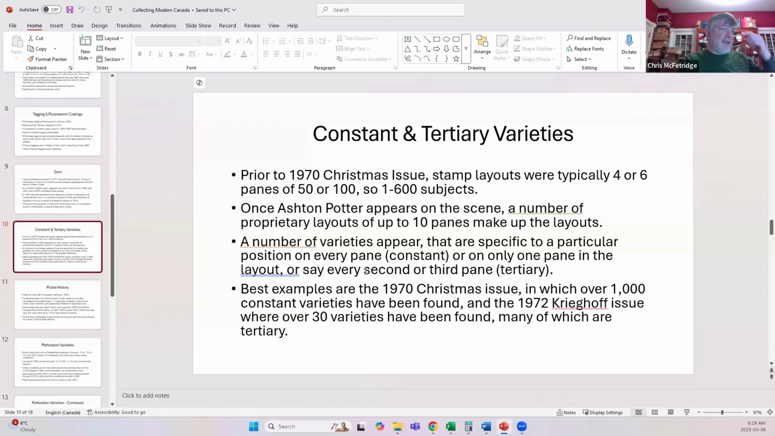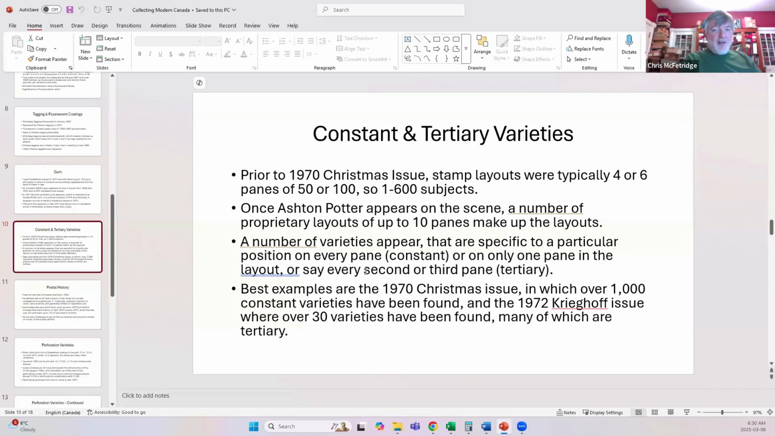Prior to the 1970 Christmas issue for Canada, stamp layouts were typically 4 or 6 or 100 subjects. So the varieties in that time period are fairly easy to study because you only had a limited number of sheets in the print layout. Once Ashton Potter, which was a private company, appears on the scene in 1971, the print layouts of the stamps change dramatically.